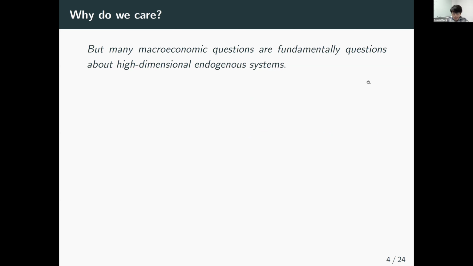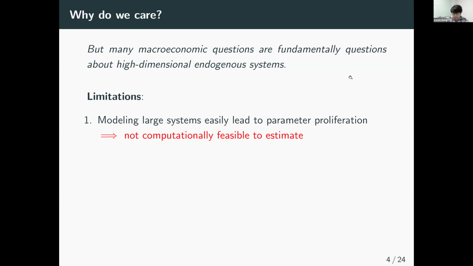So the issue is a lot of these models are basically lower dimensional models, but many macro questions are about high dimensional endogenous systems. But there is a necessary limitation to that because if we were to try to model such large systems, we would have parameter proliferation. So it's not going to be computationally feasible to estimate such models.